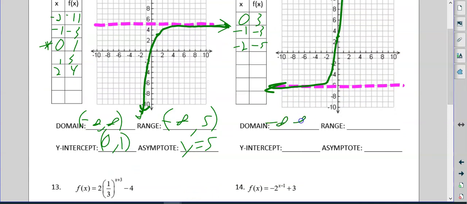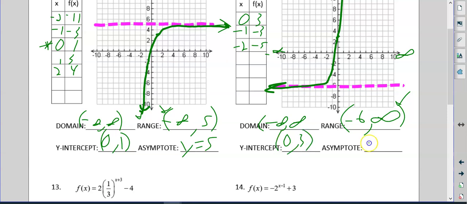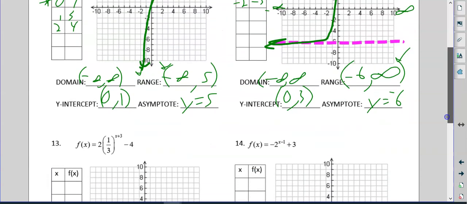Domain doesn't change. Range, it's going up towards positive infinity, which is always on the right. How low is it going? -6. Remember, positive infinity is always on the right, negative infinity is always on the left. Just like this. Okay? The y-intercept we got at 0, 3, and the asymptote is that -6. Remember to put y equals. It's a horizontal line.